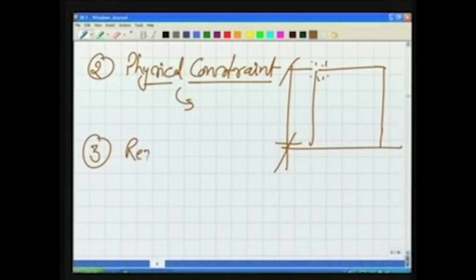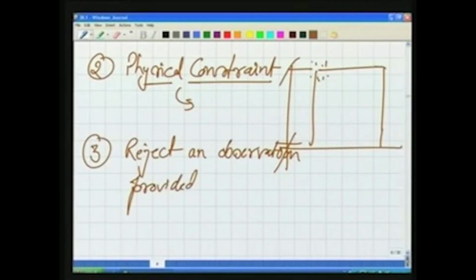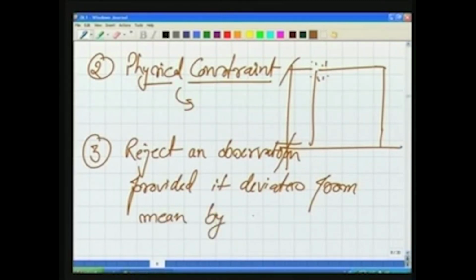So the third method says you reject an observation provided it deviates from the mean by plus minus 3.29 sigma. Now we will explain the meaning of this. What is the meaning of what I am writing here? What do we mean and why is it so? We will try to explain this.